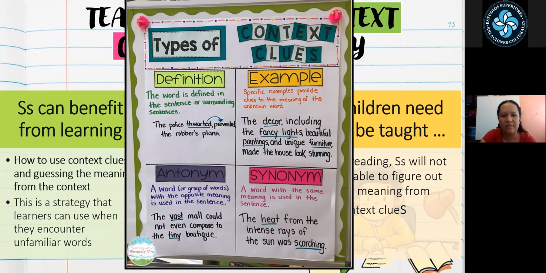It could be an action verb, for example, run. So you put the definition of run, you put an example of how to use the word run, and then the antonym of run and the synonym, right? So this is going to help them to have a variety of words.